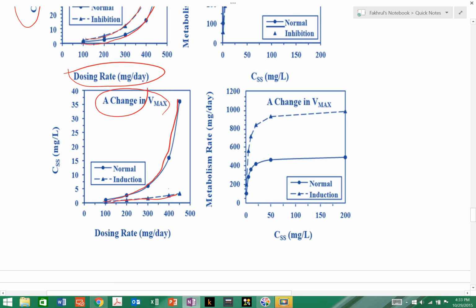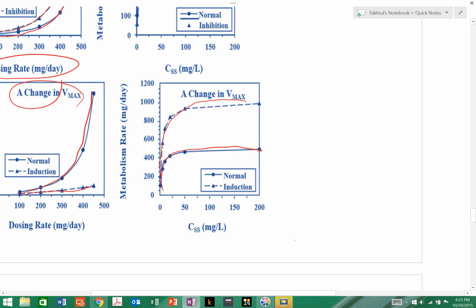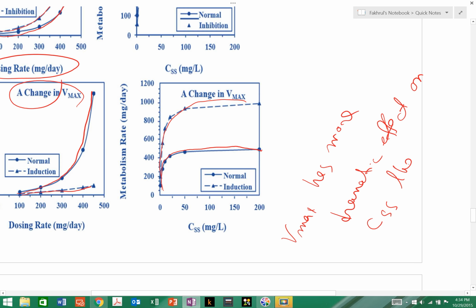Here this is normal, and with induction the rate of metabolism increases tremendously. That means Vmax has a more dramatic effect on CSS than Km. That means a change in Vmax has a more dramatic effect than a change in Km.